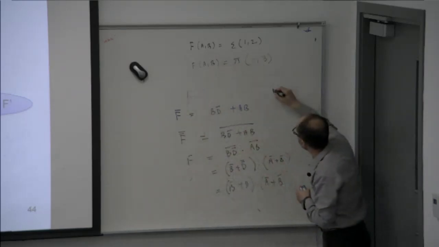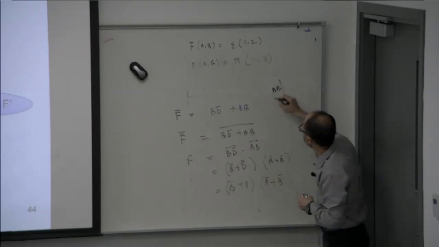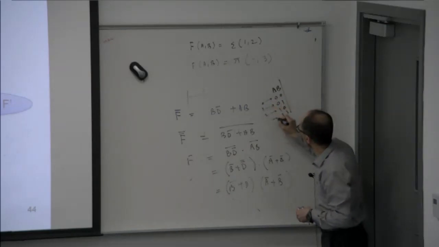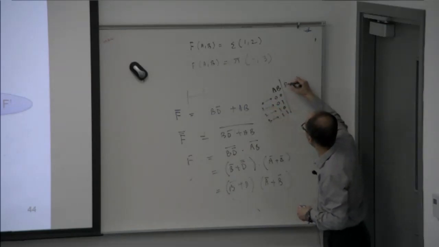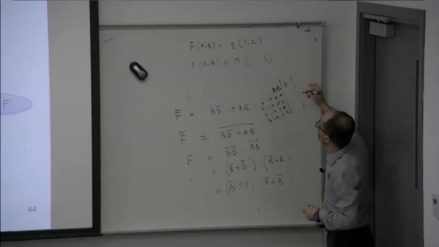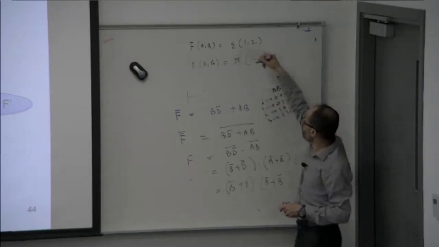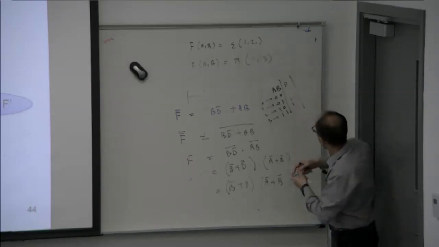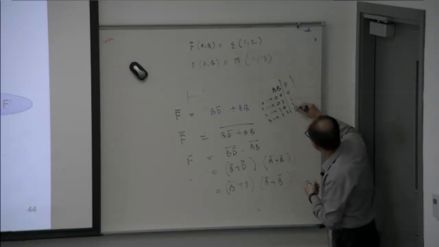Okay, ab. What are the possible values of ab? 00, 01, 10, 11. This is 0, 1, 2 and 3. Now this is f. F is 1 for 1 and 2. So this is 0 and this is 0.